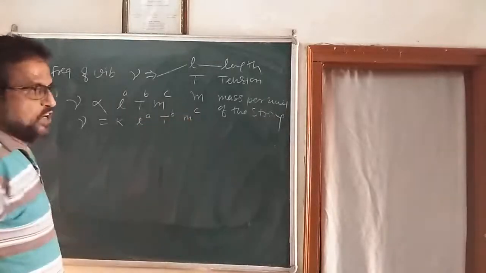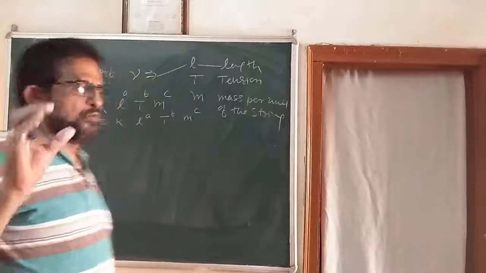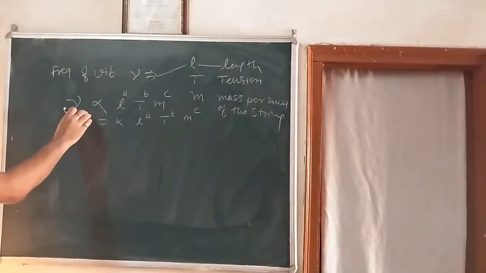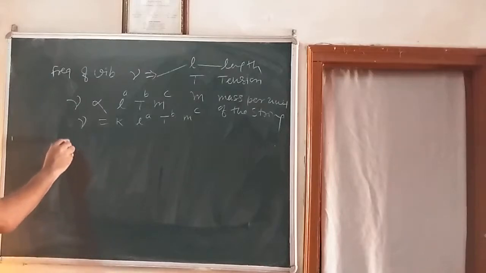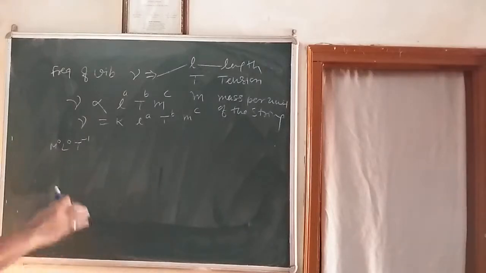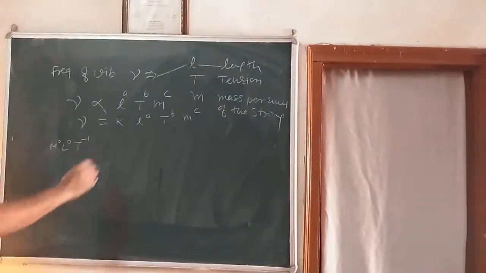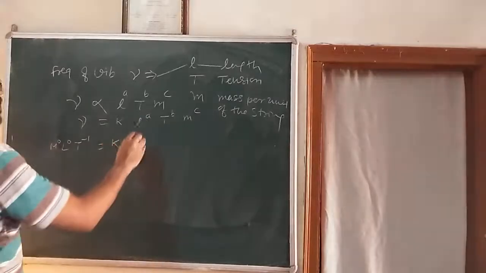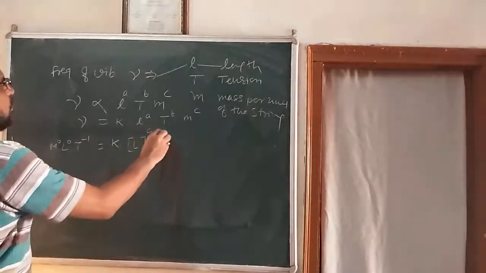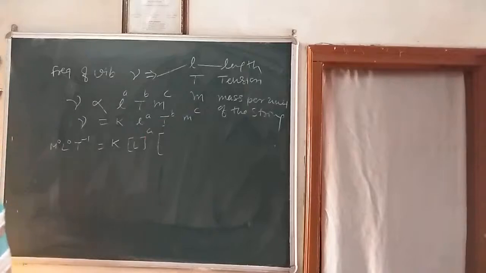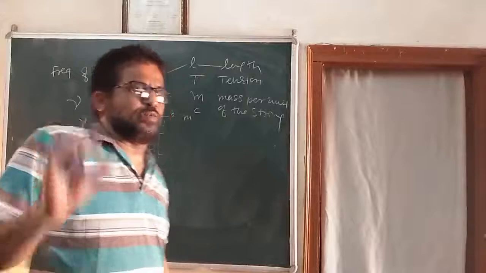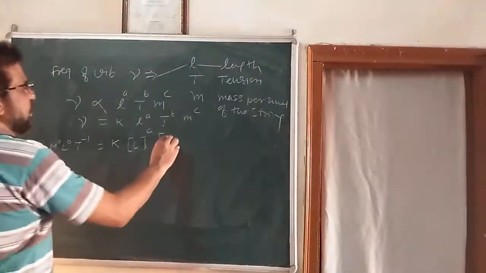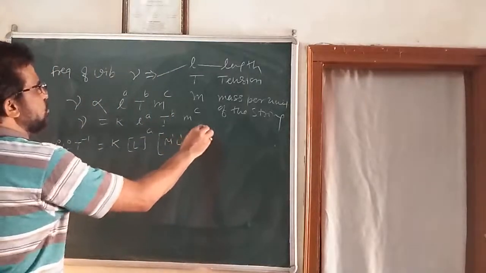Now, write down the dimensional formula on both sides. Here is the frequency of vibration, so the dimensional formula for that is M^0 L^0 T^-1. The dimensional formula for the frequency is T^-1. Here, K times length L to the power A. Here is tension. Tension is a kind of force, so we can use the dimensional formula for force, that is M^1 L^1 T^-2, to the power B.